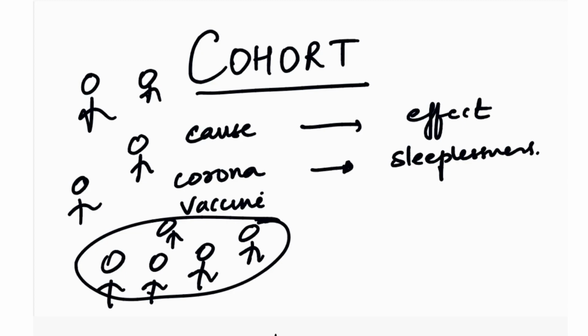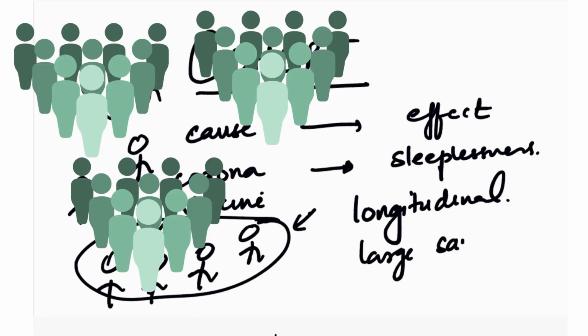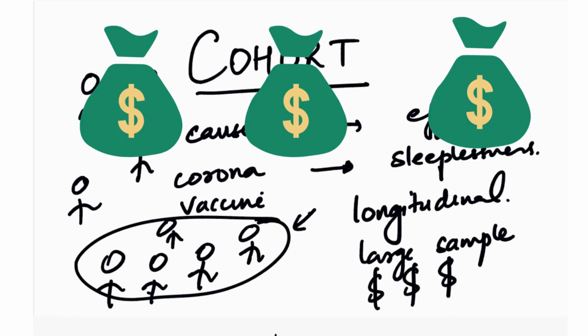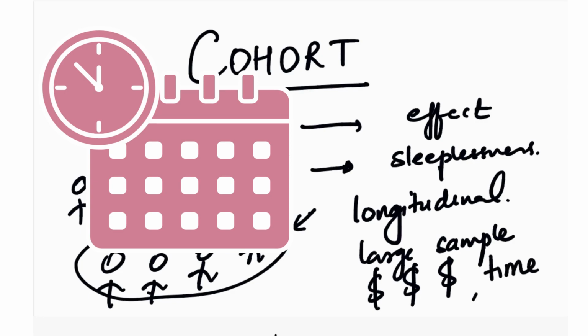Okay, so this is a longitudinal study, as in we have to watch them over a long period of time. We have to follow this group of people over a period of time. And you require a large sample of people. You can't do it with a small number of people and say that this is a study. Another thing is you need lots of money for this and more time, because we are observing this for a long period of time.